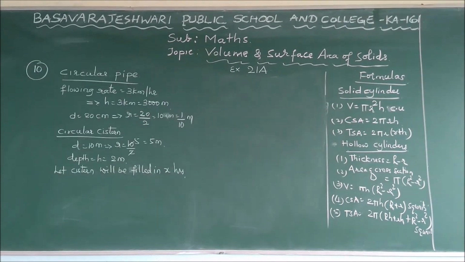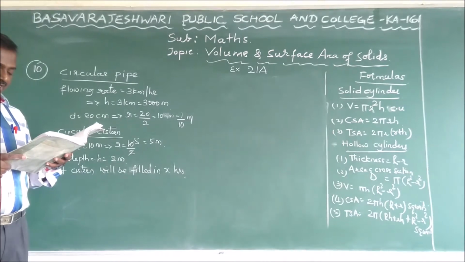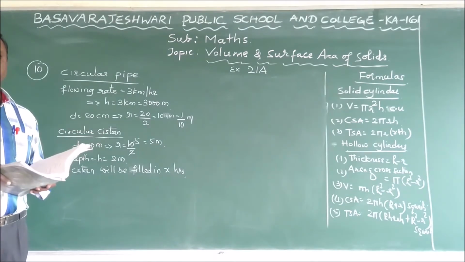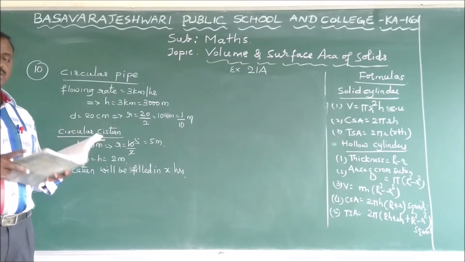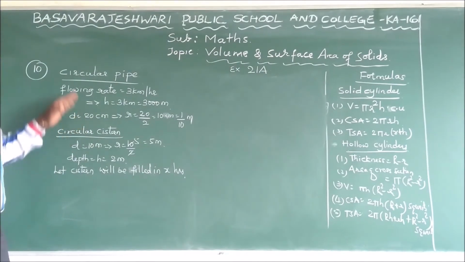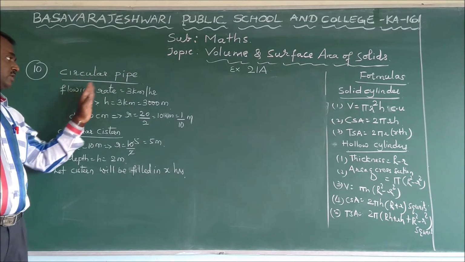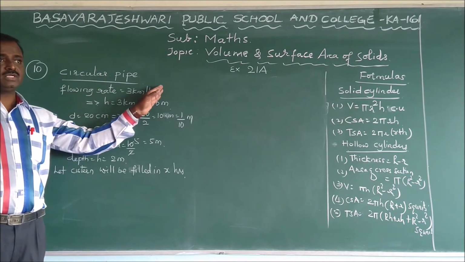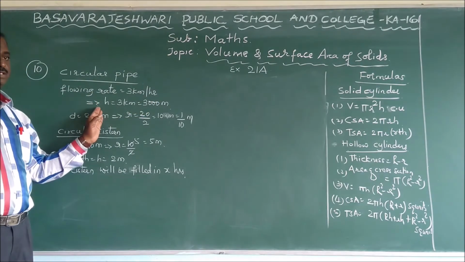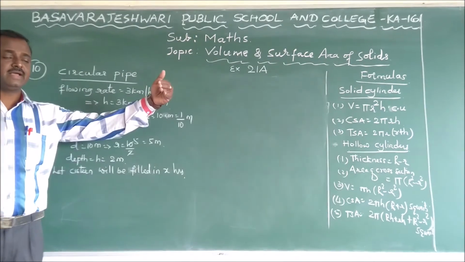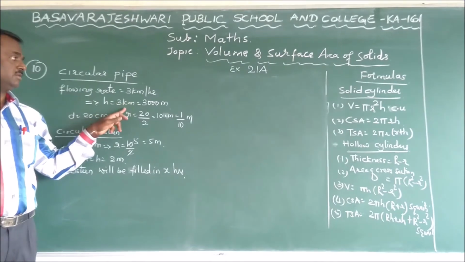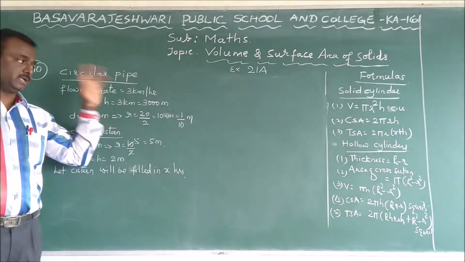So, in question number 10, water is flowing at the rate of 3 kilometers per hour through a circular pipe. So in the circular pipe, the water flowing rate is 3 kilometers per hour. That we can take as length or height. 3 kilometers is 3000 meters.